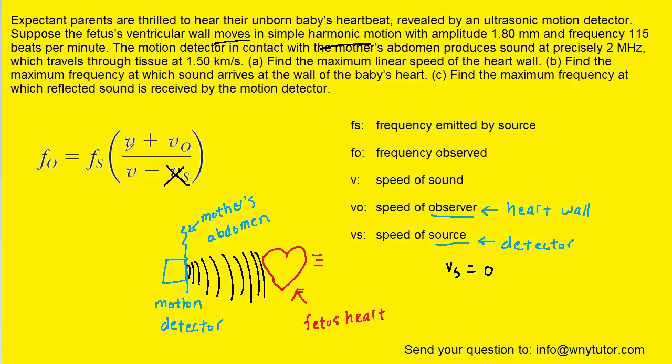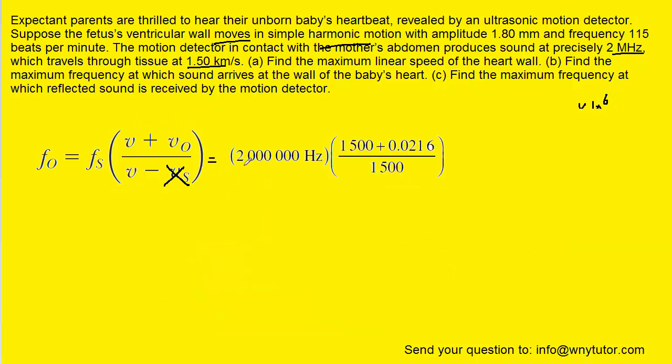The speed of sound v is given to us in the question. We just have to multiply that by 10 to the third to get it into a standard unit. And then finally, f sub s is stated as 2 megahertz, but that needs to be converted into hertz by multiplying by 10 to the sixth. So with all that in mind, we'll go ahead and plug into the Doppler effect equation. So here are all the values plugged in. When we simplify this, we get approximately 2,029 hertz.